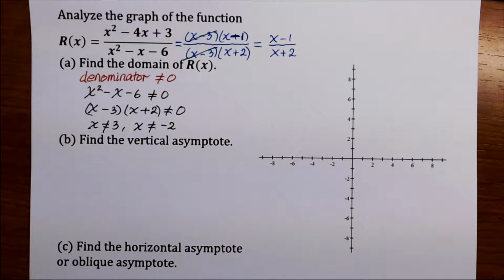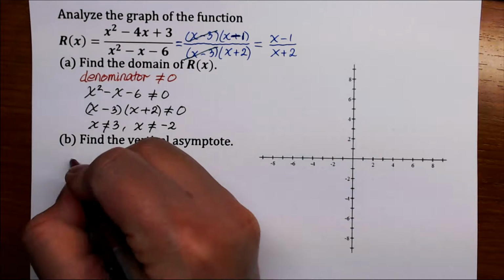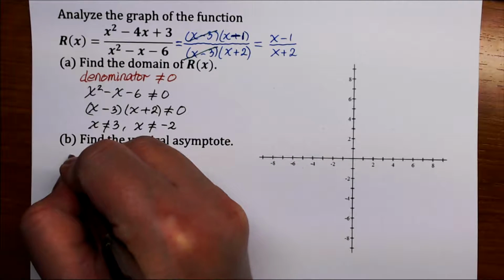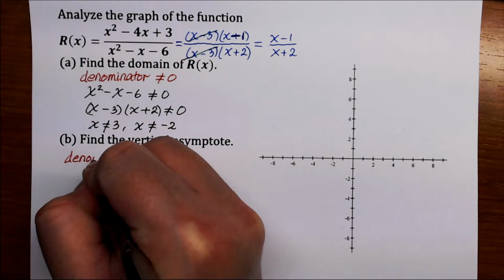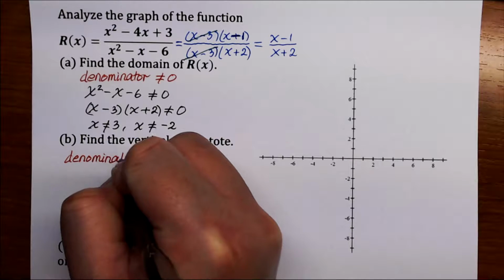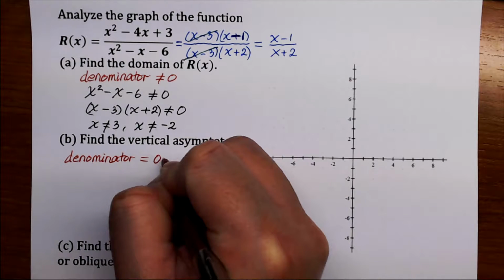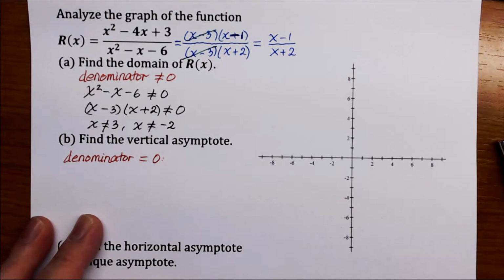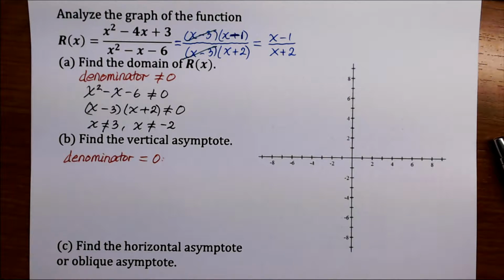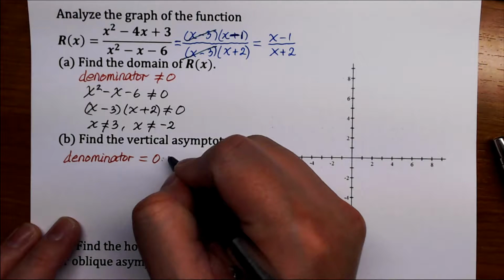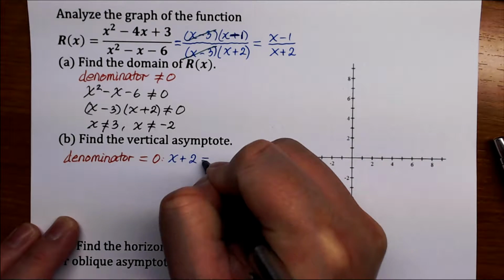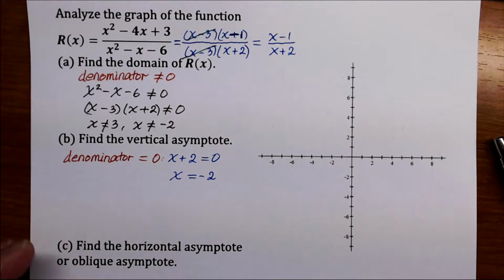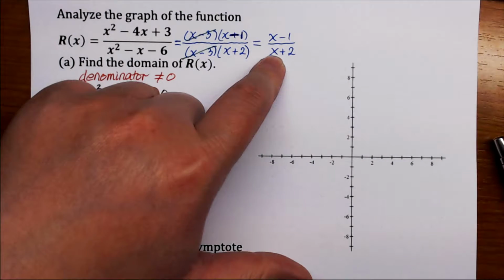So we'll find the vertical asymptote. We will let the denominator equal to 0, in which case we just have x plus 2 equal to 0. And that gives us x equal to negative 2. And that's good. If we use the simplified function, that will be it.